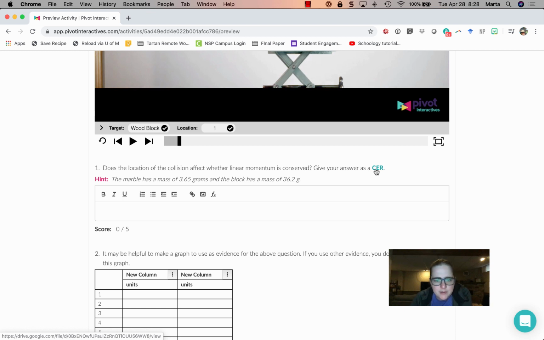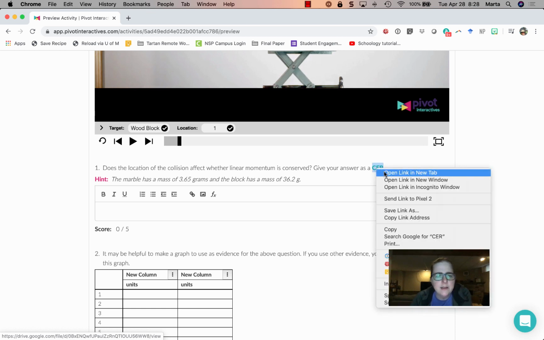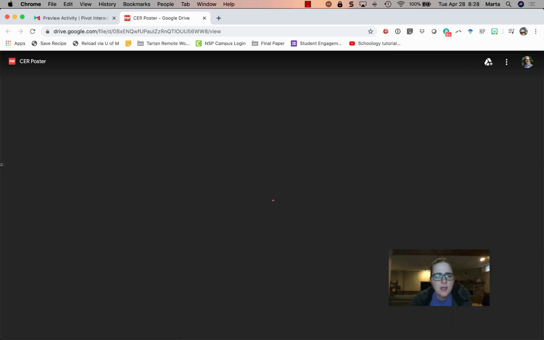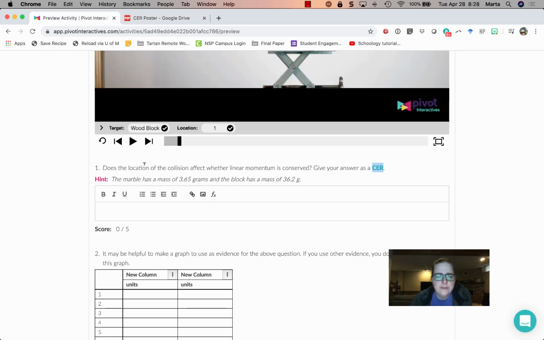Now I'm going to have you write your answer as a CER, and I link to a summary of what those 3 pieces are. The C is going to be your answer or your claim. So when it says, does the location of the collision affect whether linear momentum is conserved, your claim is going to be yes, no, or can't tell. Your evidence is what you're using to support that claim, so it's the measurements you made.